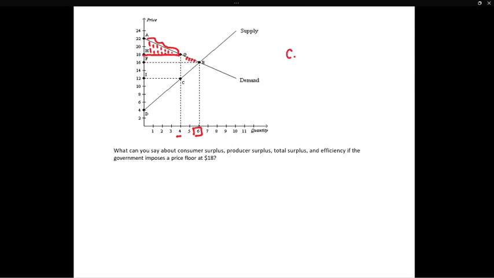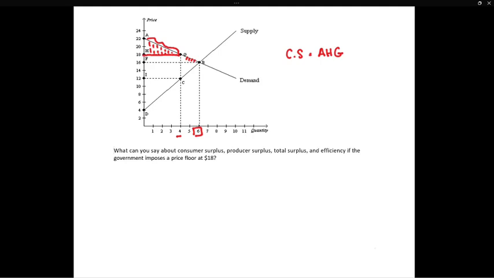Let's find the area of the consumer surplus, and that is again the difference between the demand curve and the price line, and that is the area of AHG.